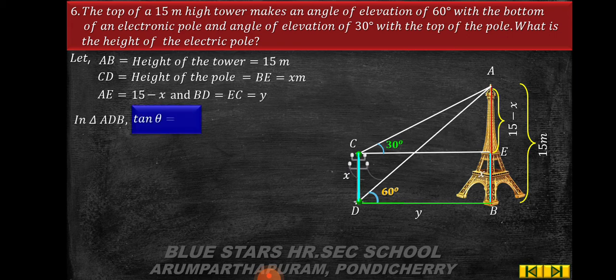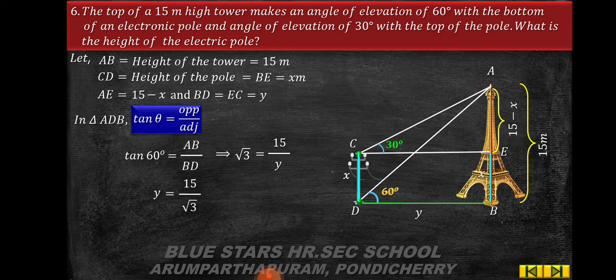So in triangle ADB, tan theta is equal to opposite by adjacent. So tan 60 degree is equal to opposite AB divided by the adjacent side BD. Tan 60 degree is root 3, which is equal to AB value 15 divided by BD is y. So y is equal to 15 divided by root 3 into root 3 divided by root 3, which is equal to 15 root 3 divided by 3. 15 and 3 get cancelled. You get y is equal to 5 root 3. That is your equation number 1.